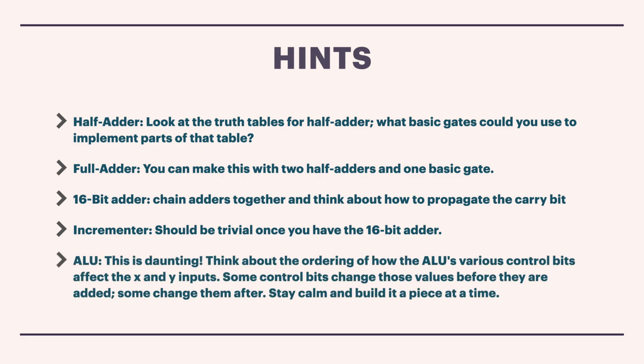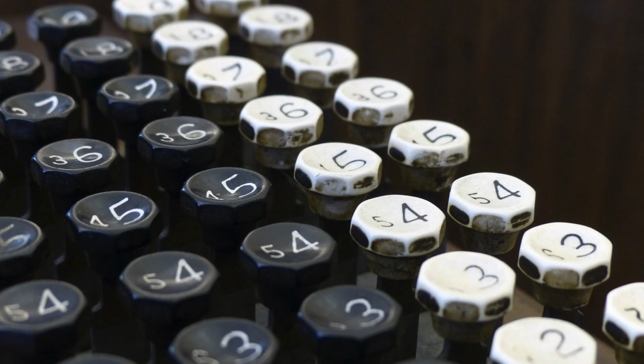Lastly, the ALU. This one is the monster. Think about the ordering of how the ALU's various control bits affect the X and Y inputs. The table describing those control bits in the book is going to be your best friend here. Some of those control bits change the values before they're added. Some of those control bits change them after. Stay calm and build it a piece at a time. Good luck, folks. This is your first really big challenge.